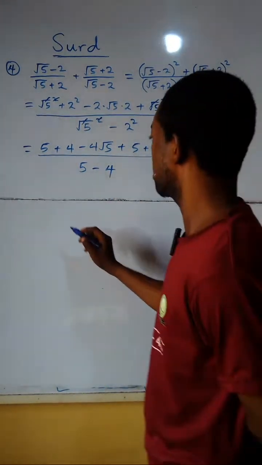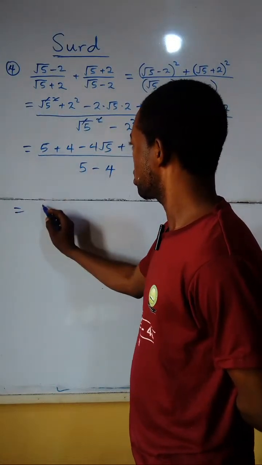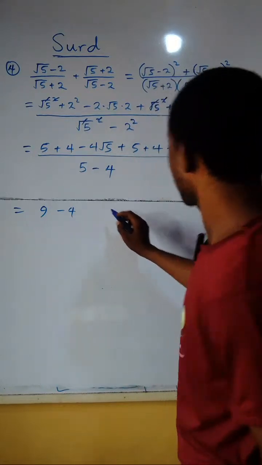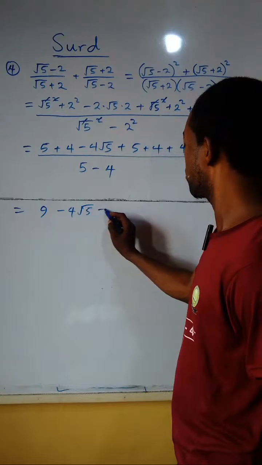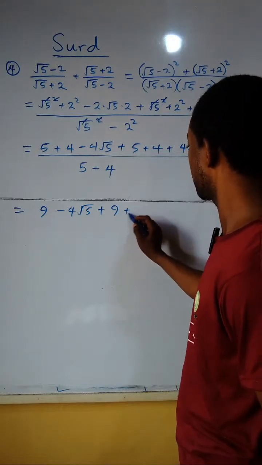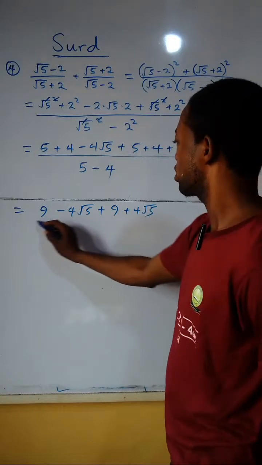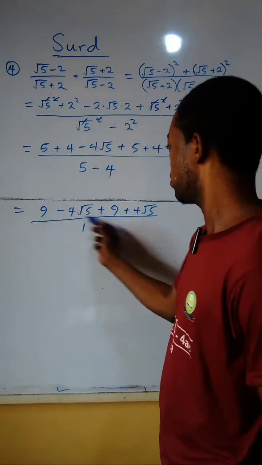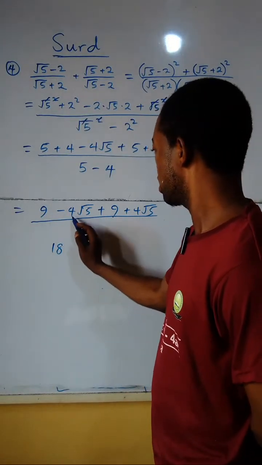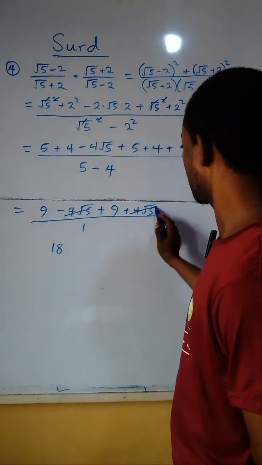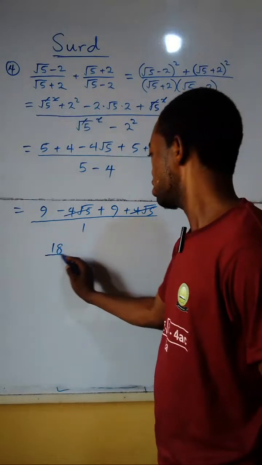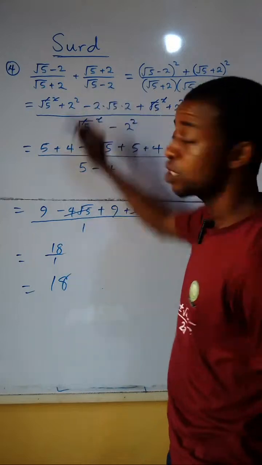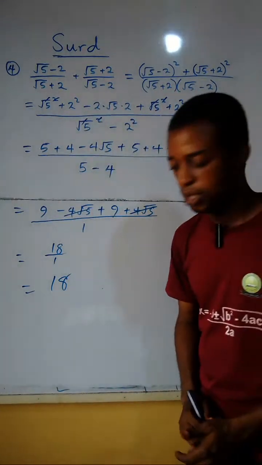Now, next step, we can sum this. 5 plus 4, that's 9, then minus 4 root 5. Then also plus 5 plus 4 here, also 9, then plus 4 root 5. Then over 5 minus 4, that's 1. And here, 9 plus 9, so we have 18. Then here, minus 4 root 5 plus 4 root 5 cancel out. So this is 18 over 1, which is simply the same thing as 18. So the solution to this particular problem is therefore 18.